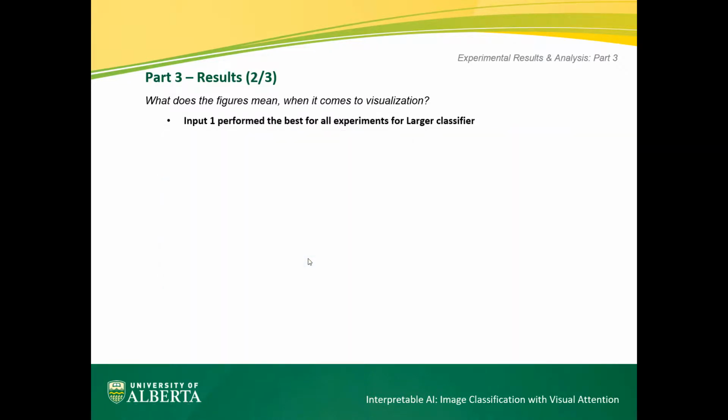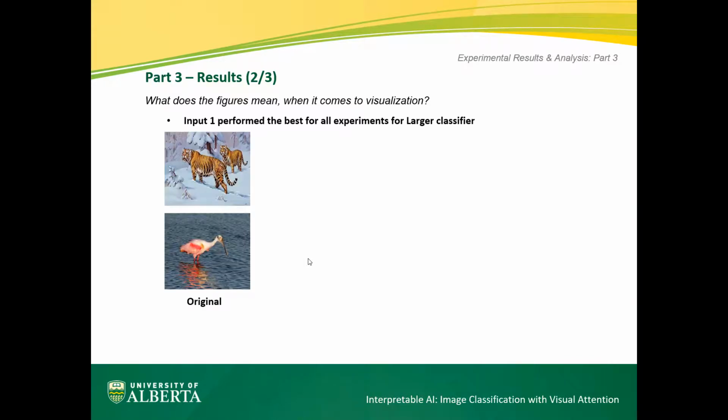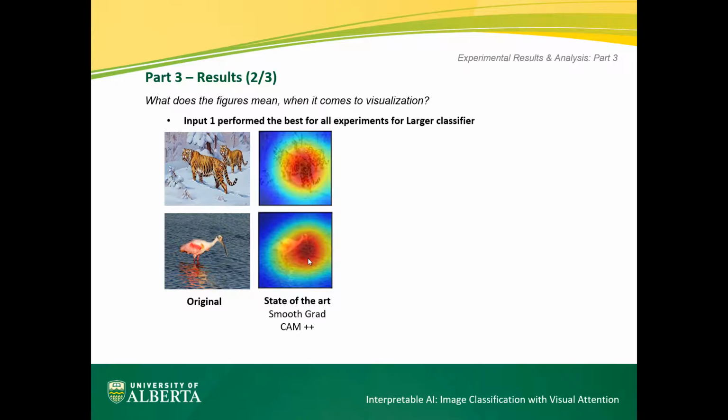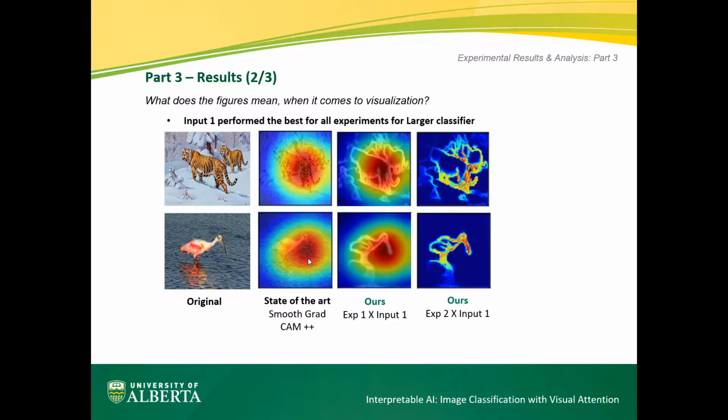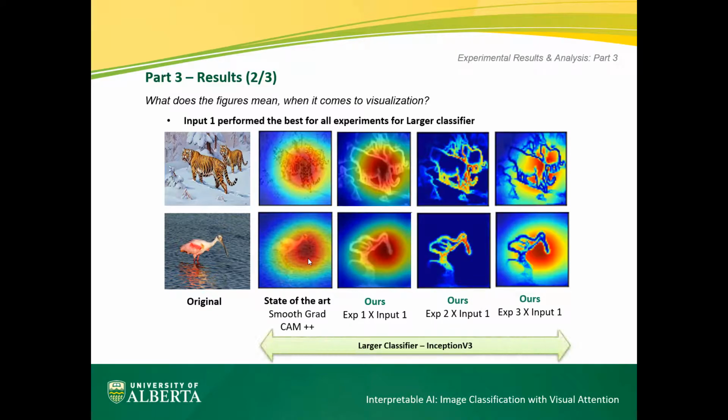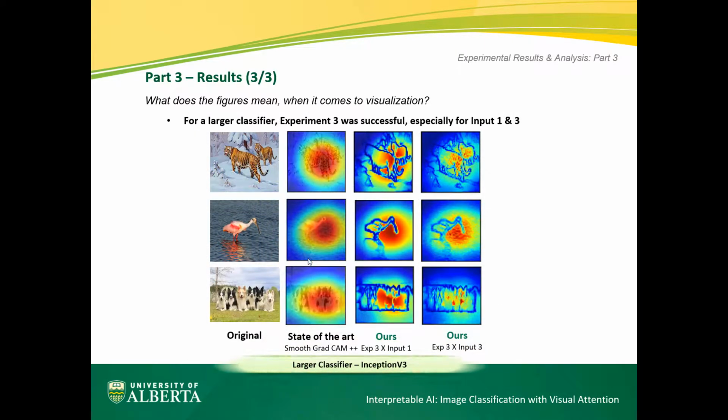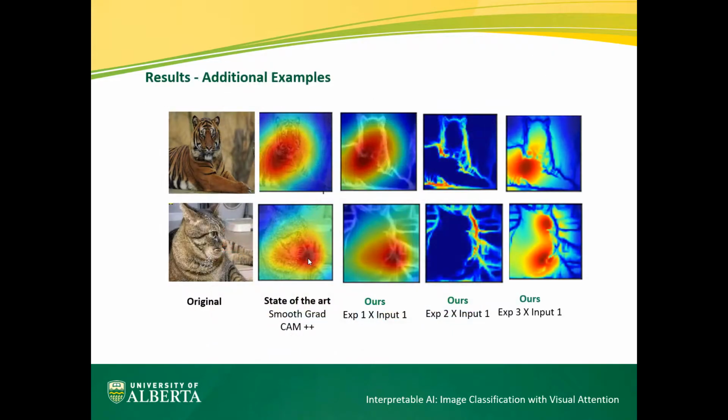We saw that input 1 performed the best for all experiments for the larger classifier. Original image, reference state-of-the-art, results of the method in experiment 1, experiment 2, and experiment 3. We also saw that for a larger classifier, experiment 3 was successful, especially for input 1 and 3. The saliency map shows that our method is much better interpretable than the state-of-the-art technique. Here are some other examples of our work compared to the state-of-the-art technique.